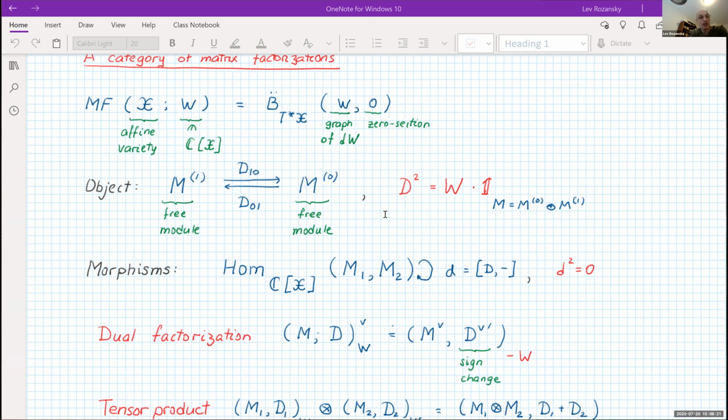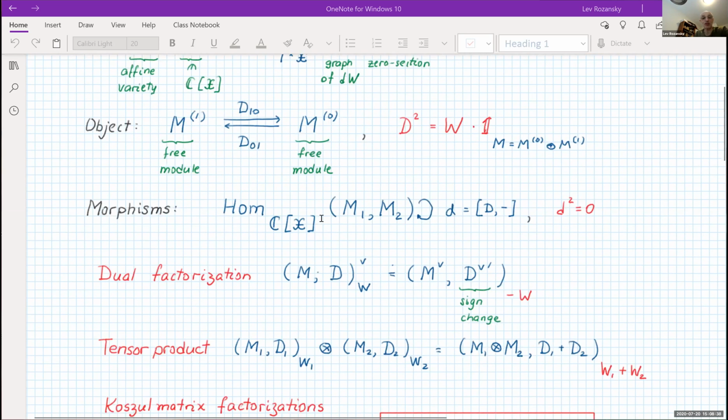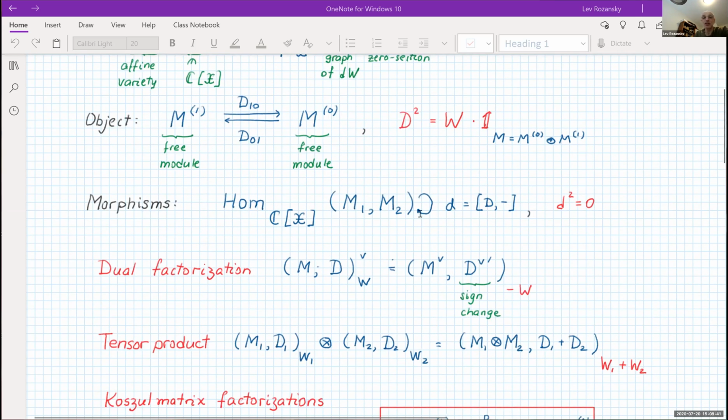So for matrix factorizations, we have a Z mod 2 graded module and a so-called twisted differential which squares to W times identity. And morphisms between two matrix factorizations are defined as morphisms between the Z mod 2 graded modules over C of X, with a differential which is a commutator with the twisted differential. And this commutator differential squares to 0. So this is a standard homotopy story, how you build a DG category out of complexes of modules.